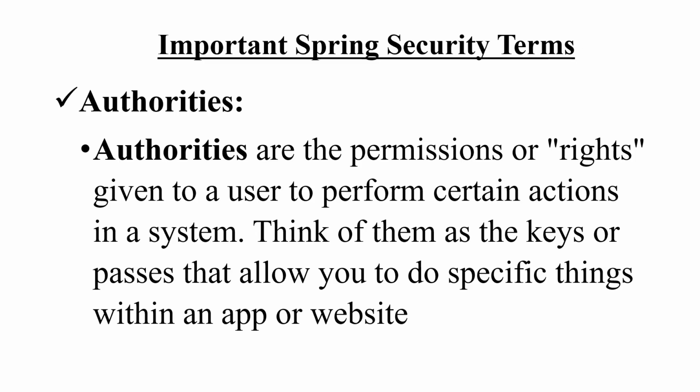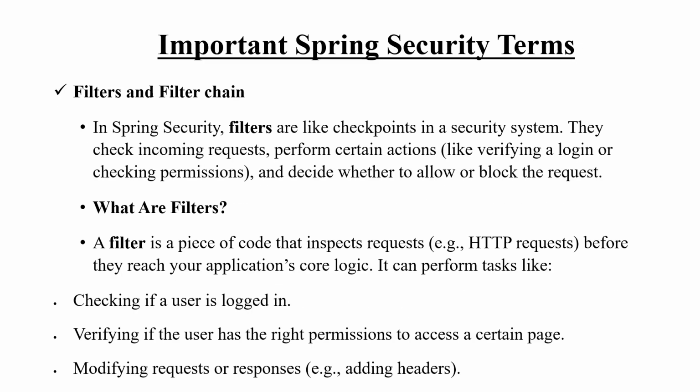Authorities. Authorities are the permissions or rights given to a user to perform certain actions in a system. Think of them as keys or passes that allow you to do specific things within an app or website. A very good example is after a person logs in, this person has the permission to edit the list of users, permission to disable a user, permission to delete, permission to create, and so on.